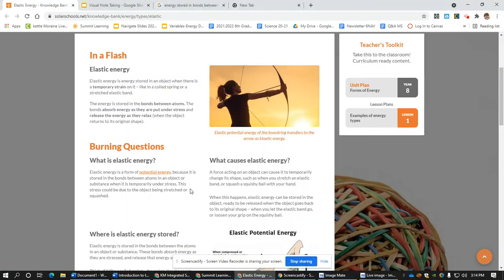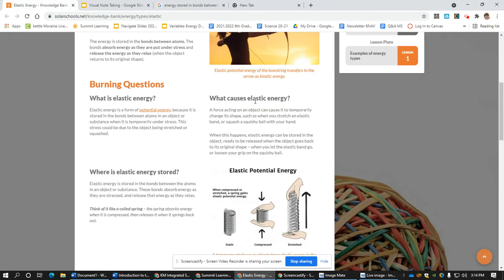Now I need to take a look at, it mentions what causes elastic energy. So what causes elastic energy? I noticed that this right here is a really great key word. Headings can be key words. So I can put that off to the side in my Cornell notes.